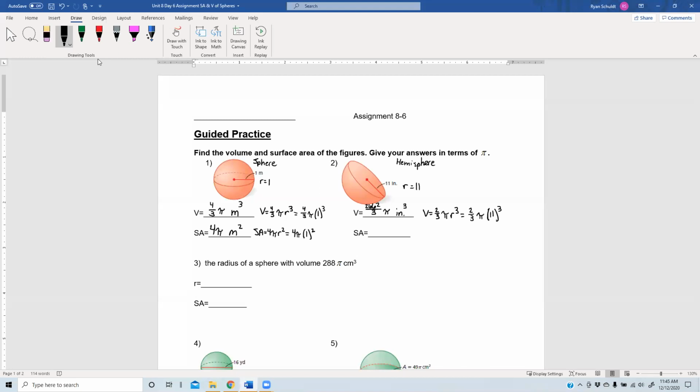Then we have the surface area. So surface area for a hemisphere is 3 pi r squared. We'll do 3 pi times 11 squared. And that'll get us 363 pi. So 363 pi inches squared. But pretty straightforward. We just take r and plug into the formula.